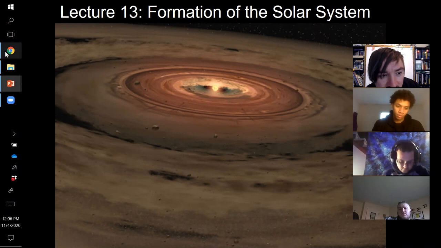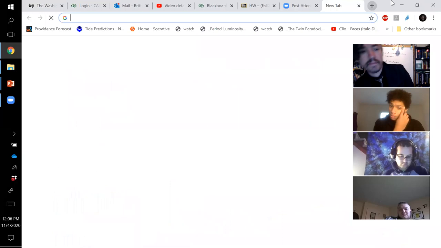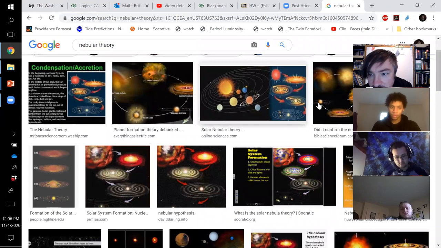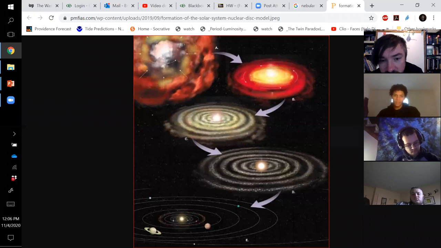So let's go ahead and call up the nebular theory. Let's look at nebular theory. It used to be called the nebular hypothesis, but now it's been elevated to the concept of a theory. I really like this picture, but I want to see if I can get a high-res version. Oh, that's not so bad. This is the sort of time-lapse image that I like to look at here.